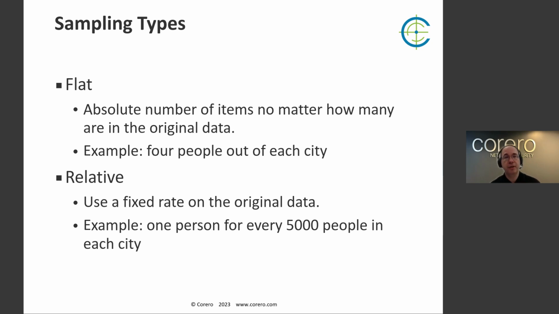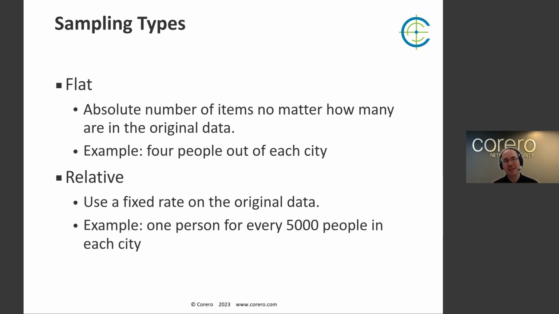When you're sampling something, you can take a flat sample. And that means no matter how large your data set is, I'm just going to grab a certain amount. So an example is I want to grab 4 people out of every city. The size of the city is irrelevant. So whether you're sampling, let's say, a large city like Paris or a small city like Rochester, Minnesota, you're going to grab 4 people. This is pretty easy to explain, but may not be indicative of what is actually going on.